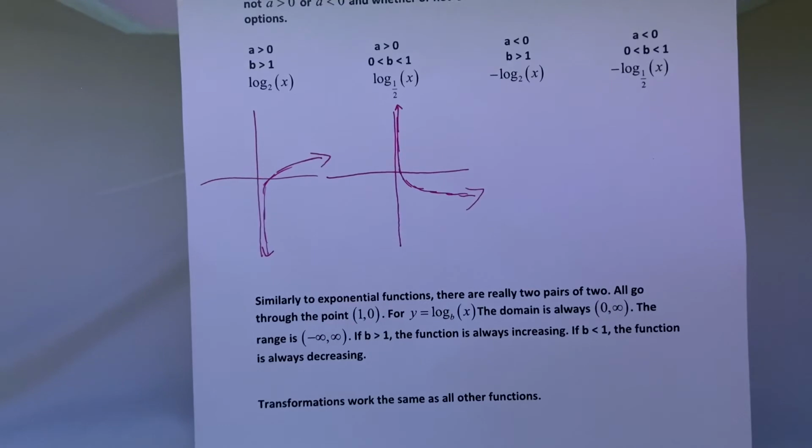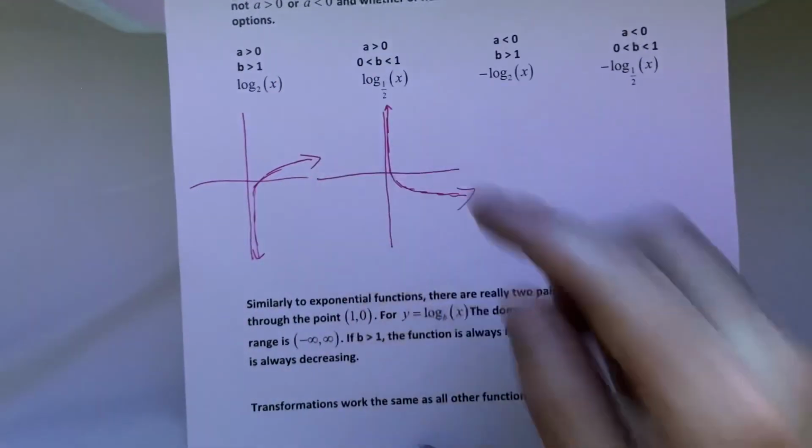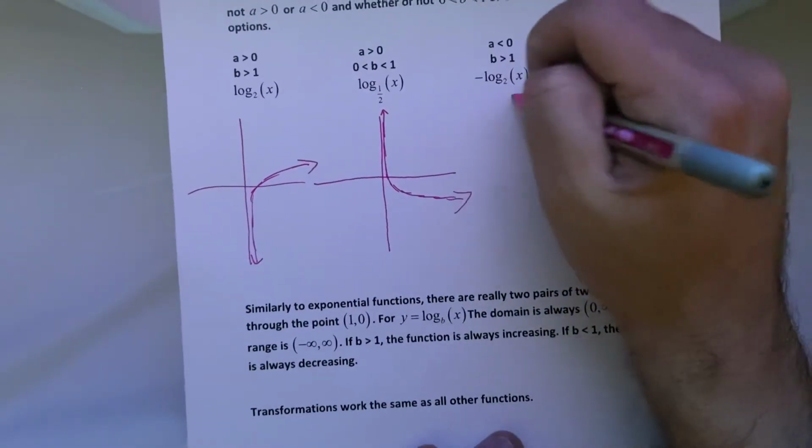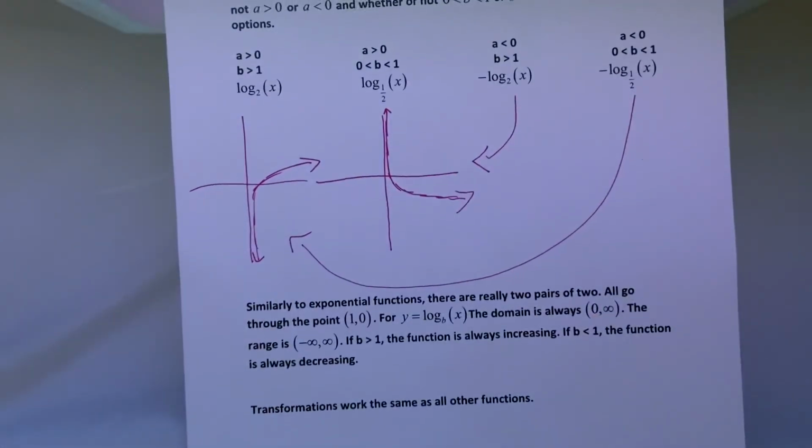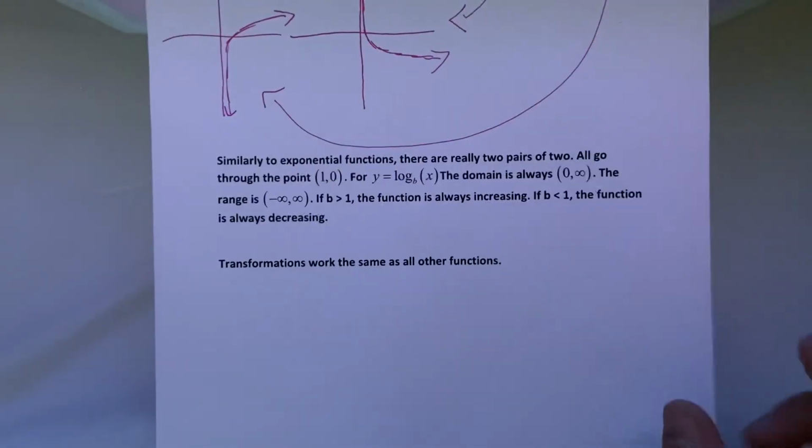Negative log base 2 of x. We'll talk about our properties for a second. If we took this log base 2 of x and flipped it, it actually looks like this one. Negative log base 1/2 of x looks like this one. There's a reason for that. We'll see it in our rules when we get there.